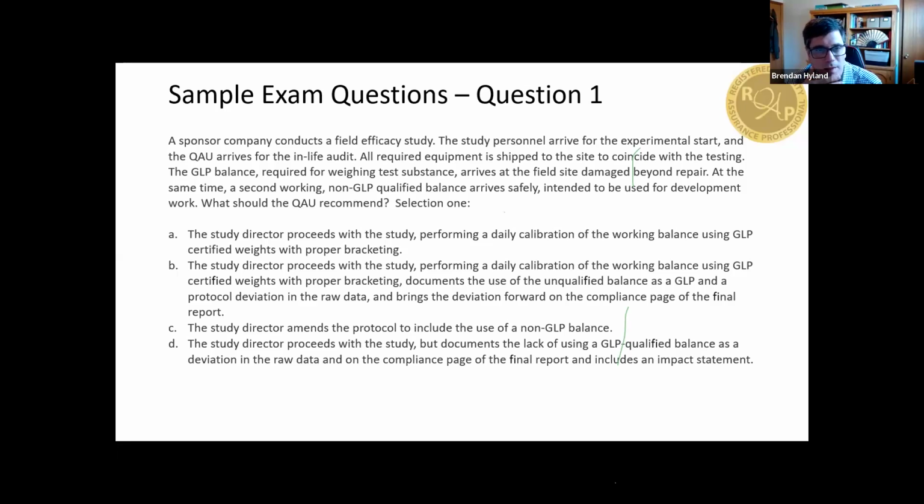Interesting. What makes you think that it's OECD? So for me, the first things that I would see is A, it's a field efficacy study, right? So that says to me that it's probably environmental. And B, it talks about protocol, at least in the answers it talks about protocol. So I think I would go with EPA GLPs.